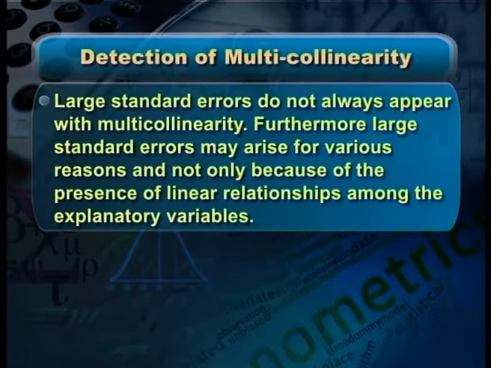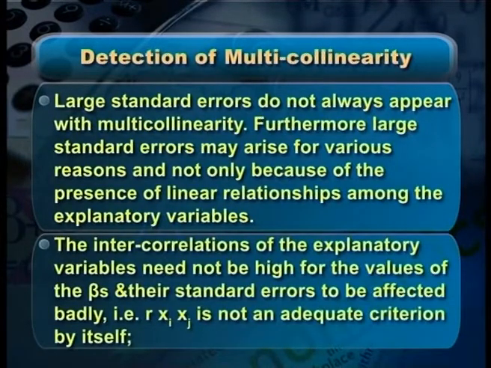Furthermore, large standard errors may arise for various reasons and not only because of the presence of linear relationships among the explanatory variables. The intercorrelations of the explanatory variables need not be high for the value of the betas and their standard errors to be affected badly. That is, R xi xj is not an adequate criterion by itself. The overall R square may be high and yet the results may be highly imprecise and insignificant with wrong signs and/or large standard errors.